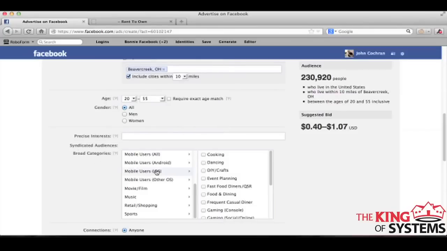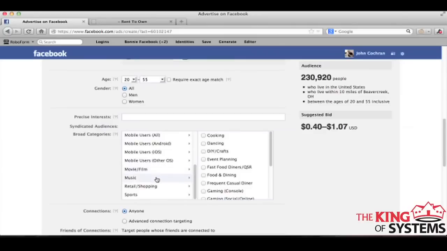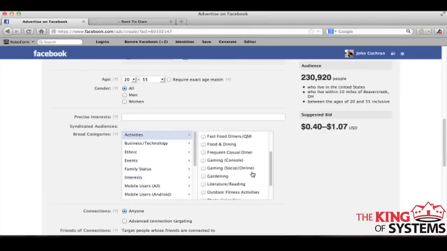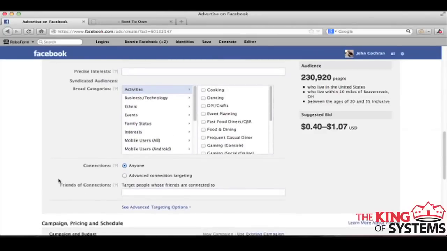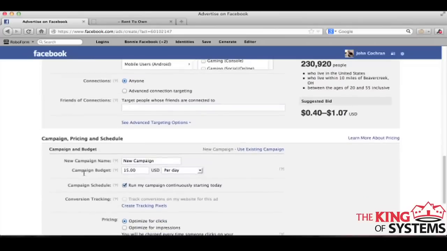The audience right here, don't check any of this stuff whenever you're looking for retail buyers, rent-to-own buyers, cash buyers. Don't check any of that stuff, okay? Note that. Write that down, please. I get that question on a daily basis. Connections, you want to just keep to anyone. Friends of connections, don't do anything with that.